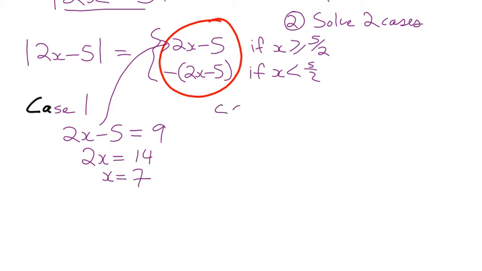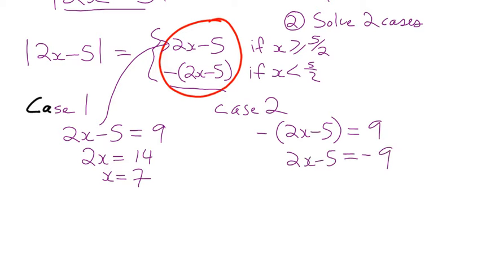I'll just do that over here. Case 2 is that this expression, so the negative of 2x minus 5, is equal to 9. Now you've got a couple of choices at this point, right? We can distribute that negative through the brackets, but that's too much work, right? And since the 9 is here all by itself, we can just say, well, let's multiply both sides by negative 1, turning the left side positive and turning the right side negative. Okay, that make sense?